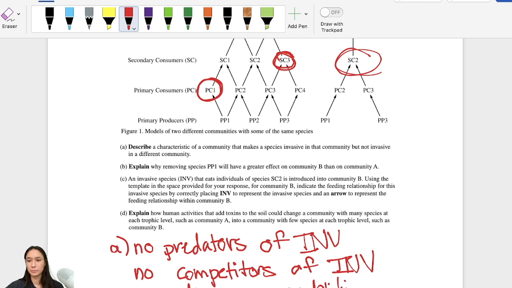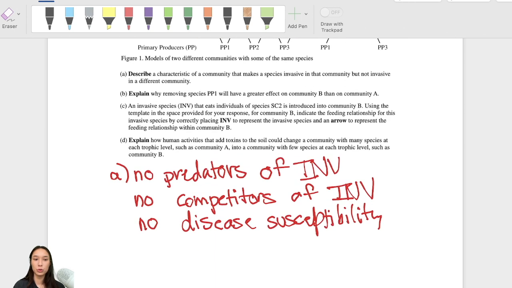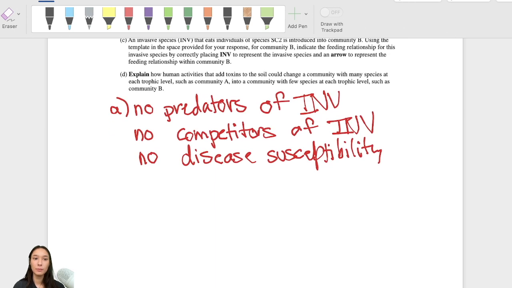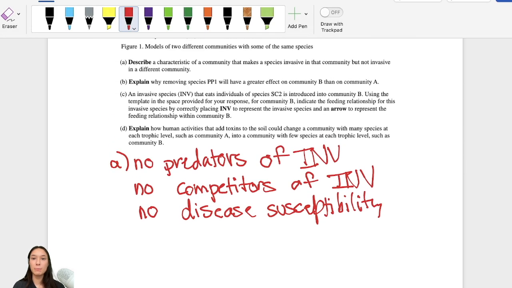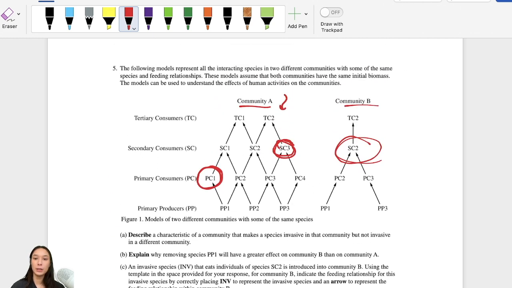Susceptibility. Okay, so that is a, just make sure we can see that. Okay, now for B. B says, explain why removing species PP1 would have a greater effect on community B than on community A. Okay, let's go back up here.